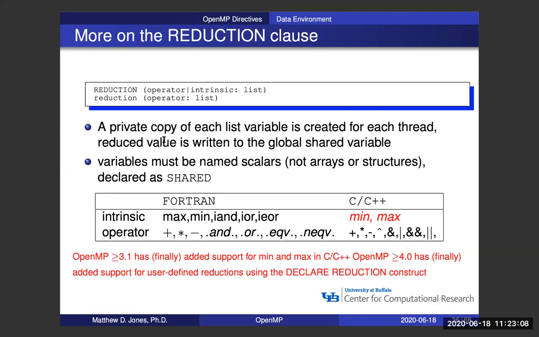And thankfully, after OpenMP 3.1, they finally added a min and max for C and C++. Since C and C++ do not have min and max as part of their standard math library, OpenMP had to add special support for them. And it definitely took a while for them to do that. And again, you can actually define your own user-defined functions too, using the declare reduction construct.